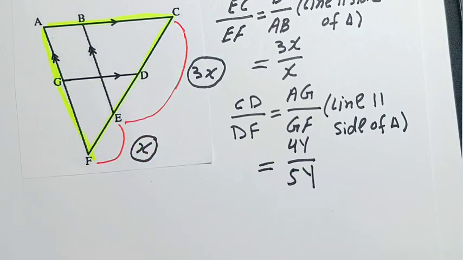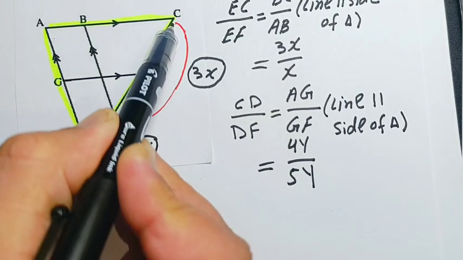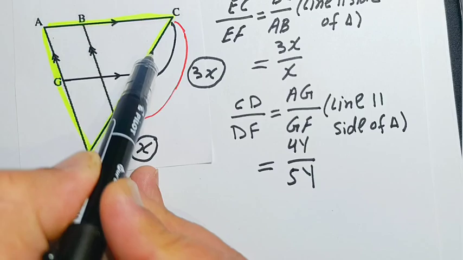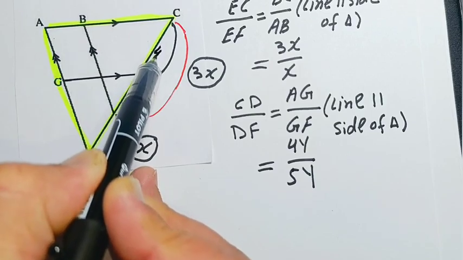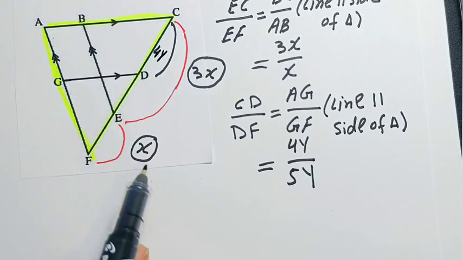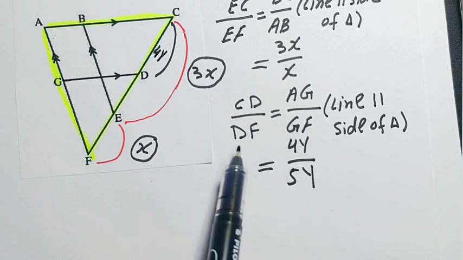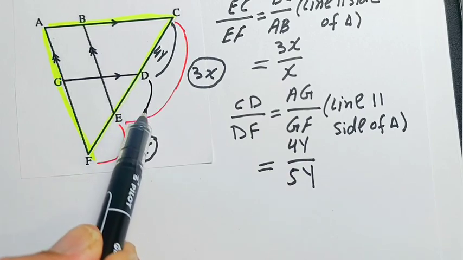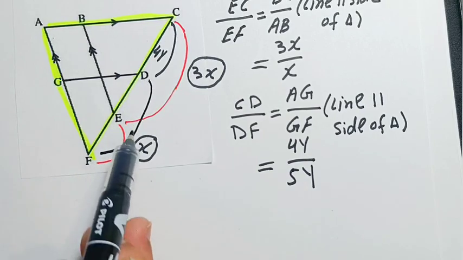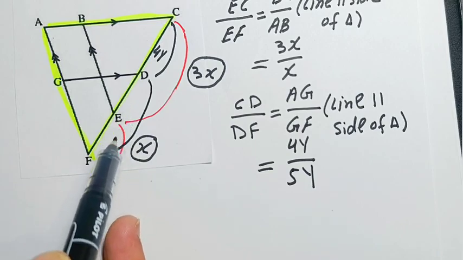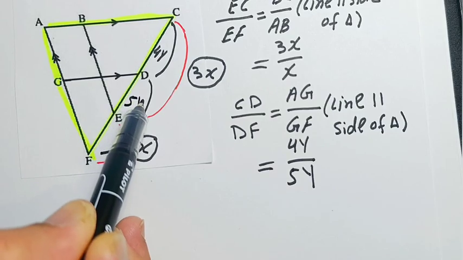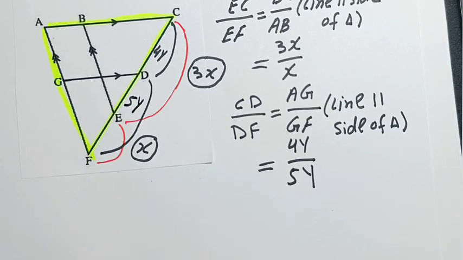I'm gonna use maybe another color. C to D, and that's 4y, and then DF we got 5y. D to F. That's gonna be 5y. Let me write here 5y. Right.